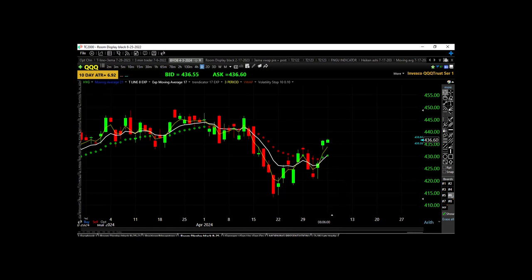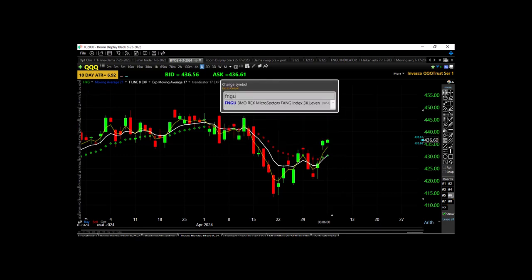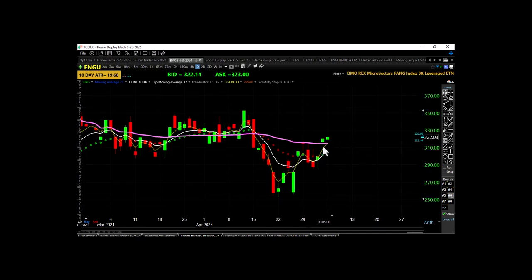So there's QQQ. And FNGU is going to be the same thing. Gap up, higher low, higher high, closing over the bullish trap. That's the 3 on top of the white, the 3 EMA on top of the 8 EMA.